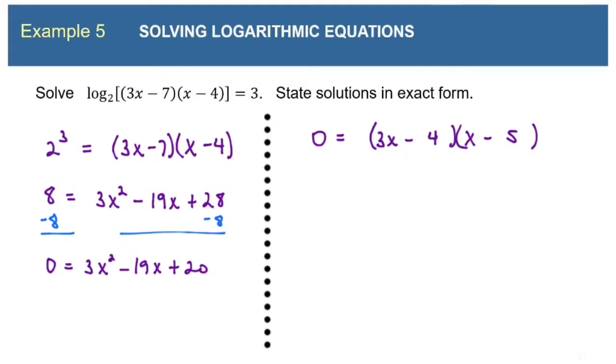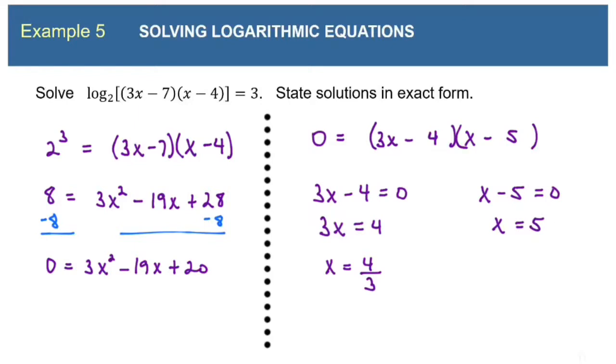Now we can solve. If this times this equals 0, then one of these factors must be 0. So we need to find the x value for each one that causes it to equal 0. If 3x minus 4 equals 0, then 3x equals 4, and x equals 4/3. If x minus 5 equals 0, then x equals 5.